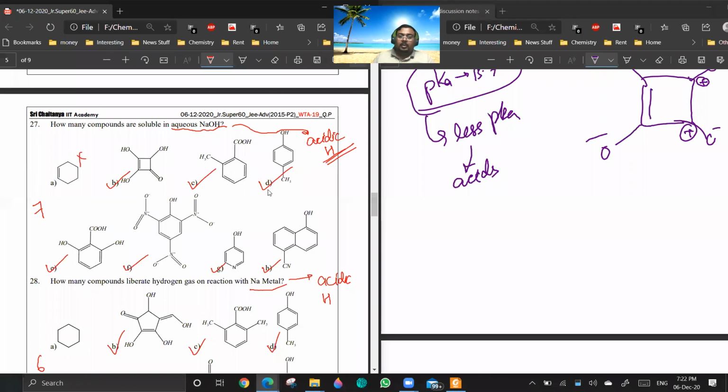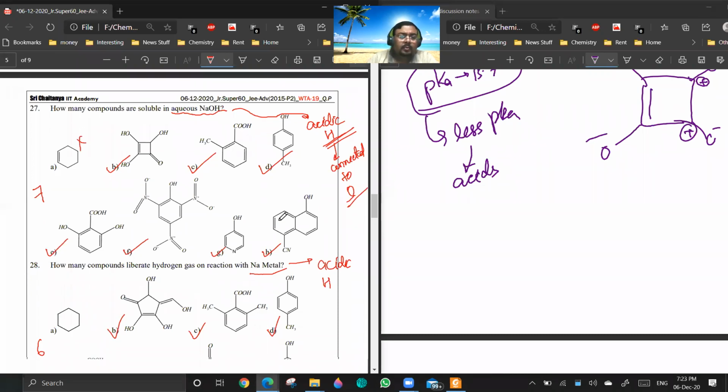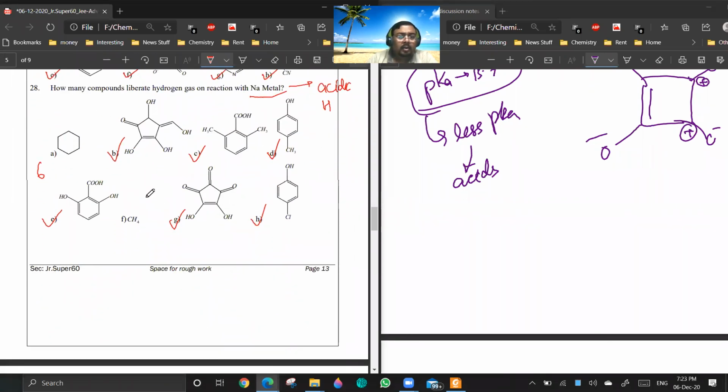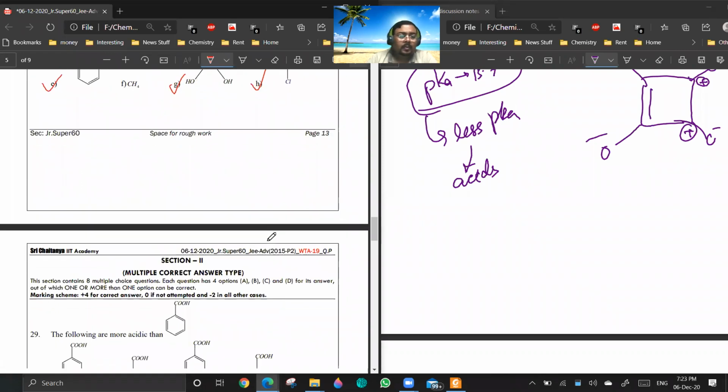So hydrogen which is connected to oxygen will be more acidic than water. Are you getting a point? So only A is not an answer. For 28, again, you have to see all the acidic hydrogens in this case. So except A and F, all will be the answer.